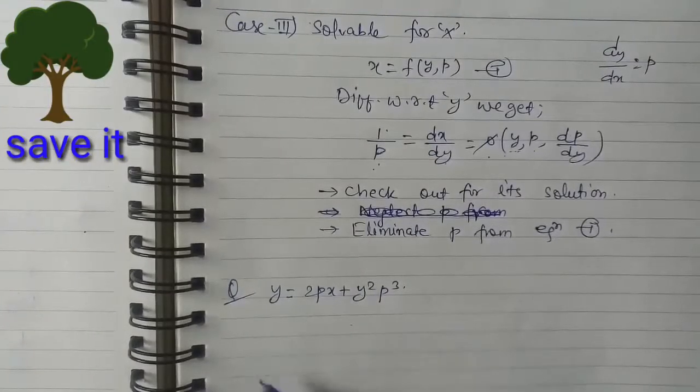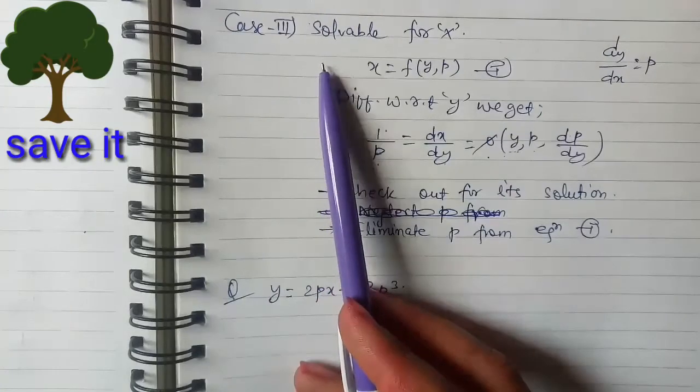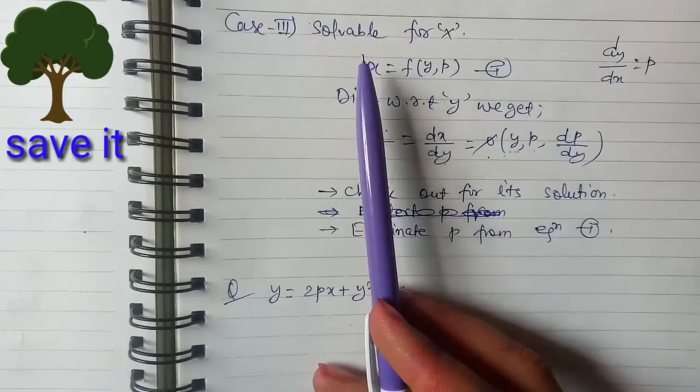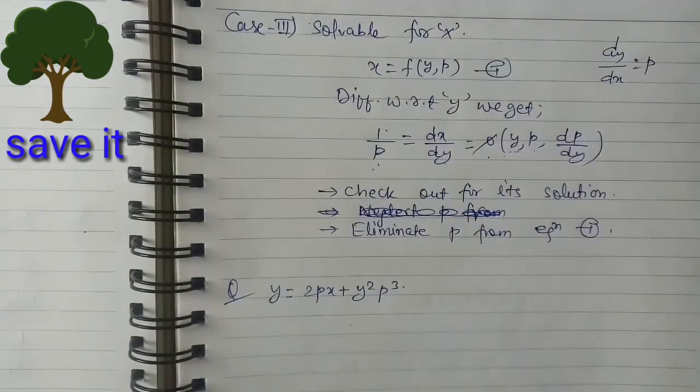Hello everybody, welcome to the next lecture on the last case of equations of first order and higher degree, that is, solvable for x. Previously we read about solvable for y and solvable for p.